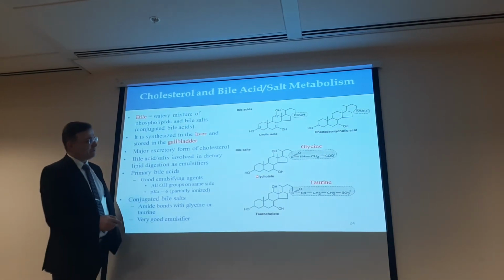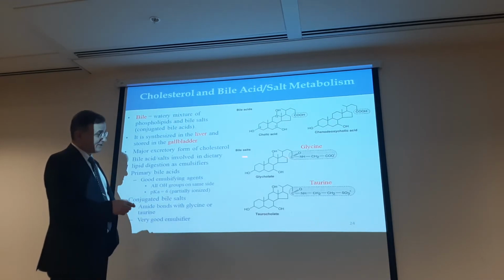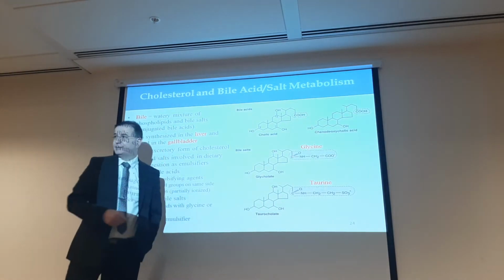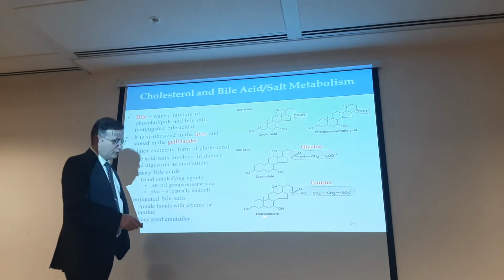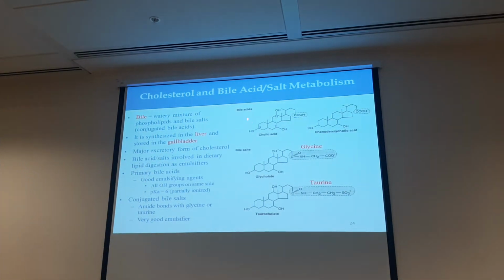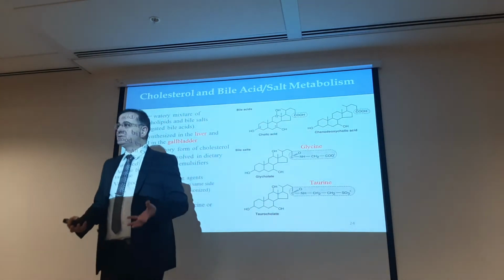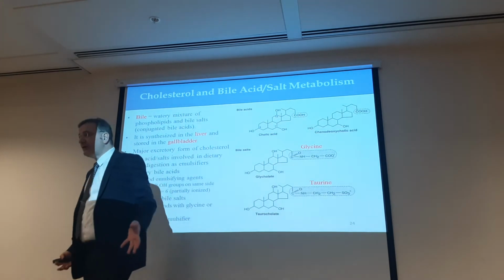What's the difference between bile salts and bile acids? Bile salts, these are primary bile salts, are either attached to glycine or taurine. Glycine gives glycocholate, taurine gives taurocholate. What's the difference between bile salts and bile acids in terms of function? They dissolve more. They're better. These are emulsifiers of lipids. When people don't have bile, see how they feel.